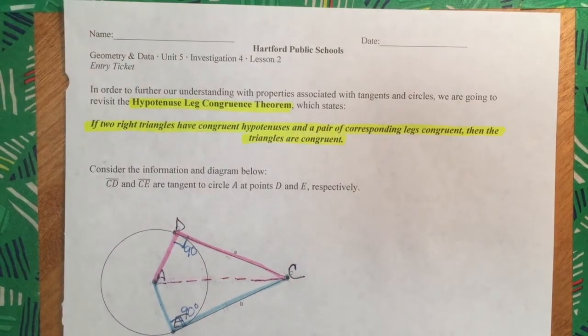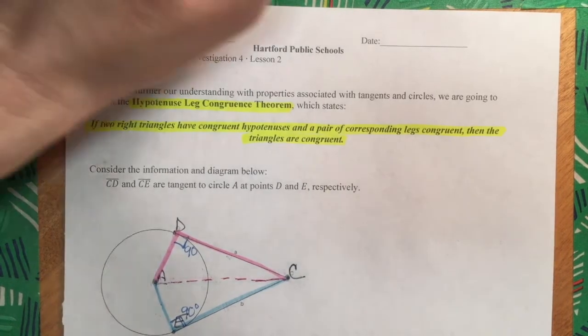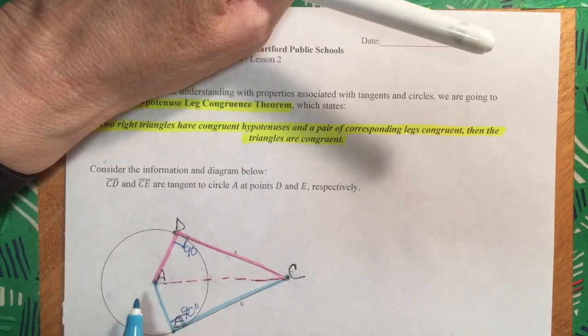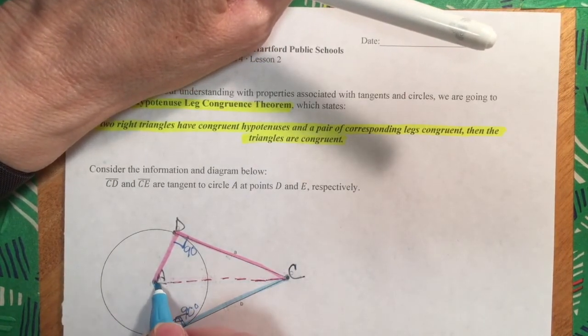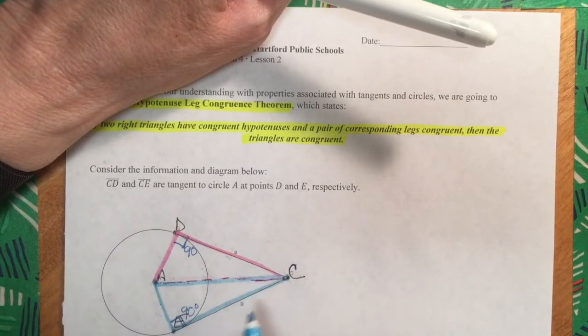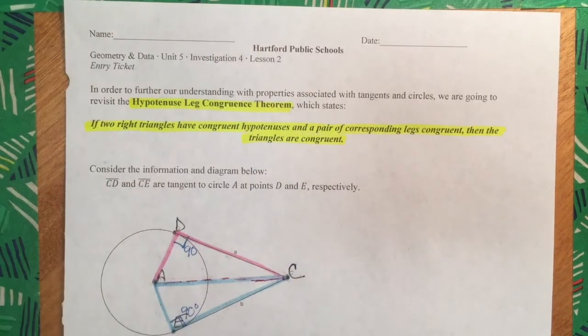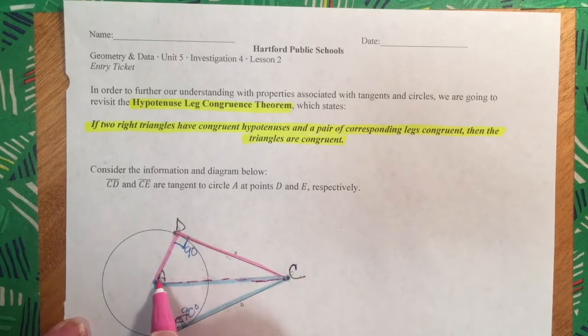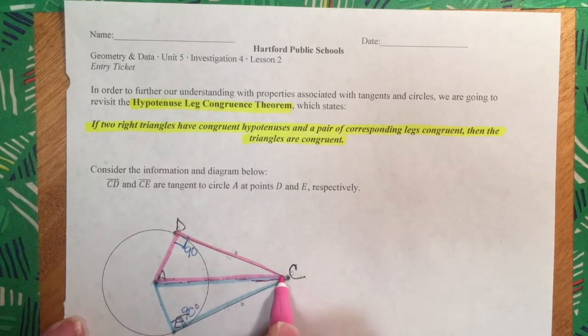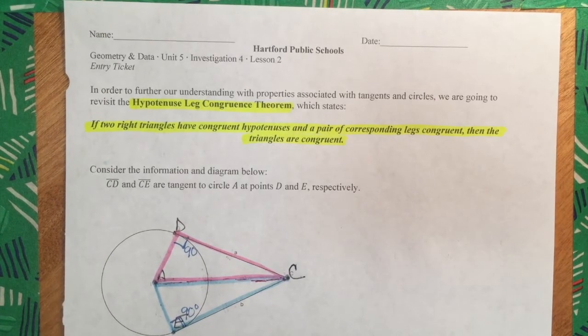Okay, now look at what we just got here. We now have two right triangles. We have triangle AEC using that line I drew, and we also have right triangle ACD using the same line segment. Now let's think about that hypotenuse leg congruence theorem.